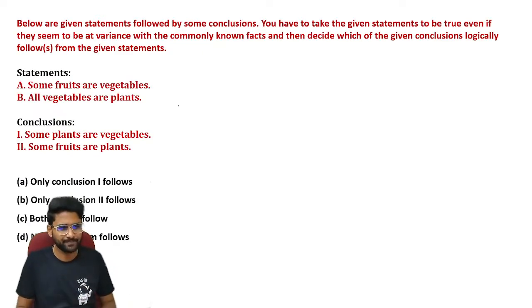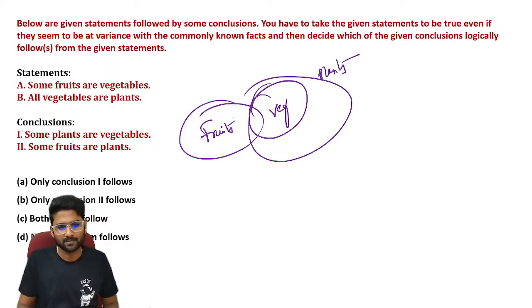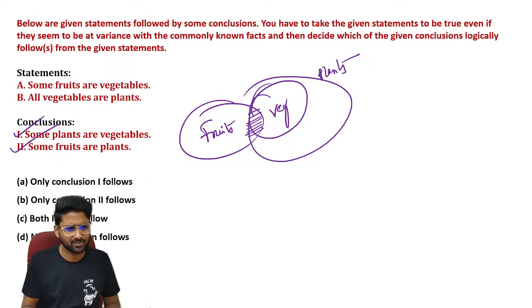The serious question. Some fruits are vegetables. All vegetables are plants. Let's check the conclusions. Some plants are vegetables. Yes, you can see the minimum overlapping, absolutely right. Some fruits are plants. Some fruits are also plants. Yes, it's absolutely right. So both conclusions are valid. Both follow.